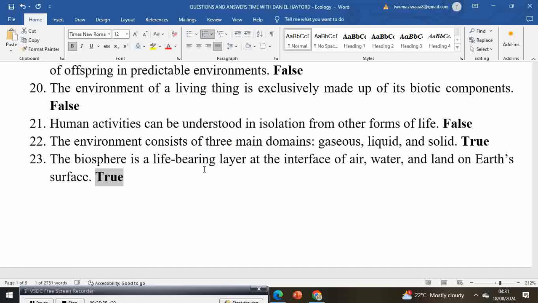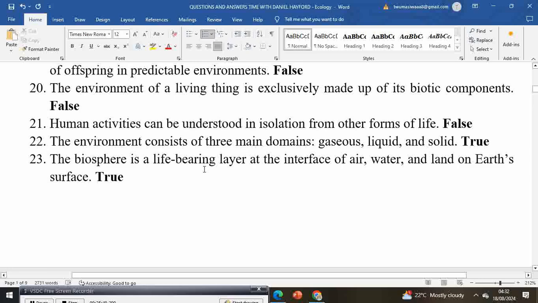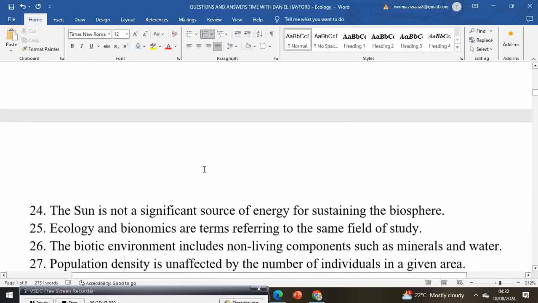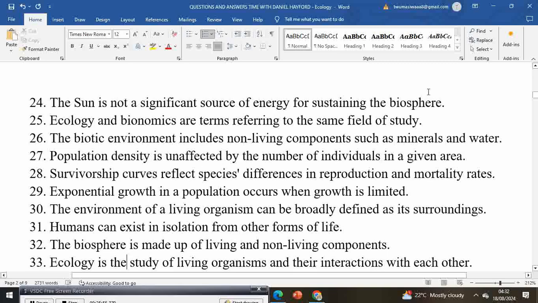Now, question number 24. The sun is not a significant source of energy for sustaining the biosphere. This statement is false. The sun is the major source, the primary source. So the statement is false.